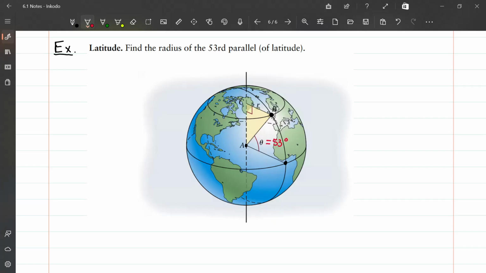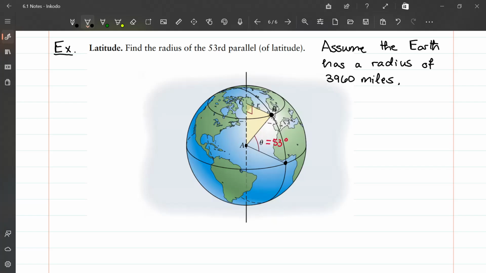There's one other piece of information that we need here. It's not included in the picture, but I'll go ahead and make sure that we have it here. This is pretty standard. Assume the Earth has a radius of 3,960 miles. What they're looking for us to do is to use that information about the radius of the Earth and the right triangles that you're seeing appear in this diagram in order to solve things out.